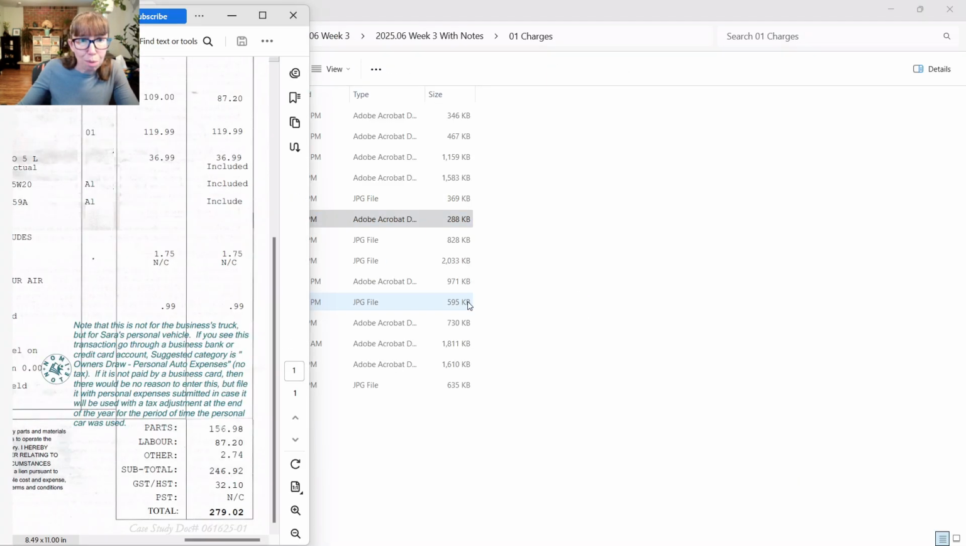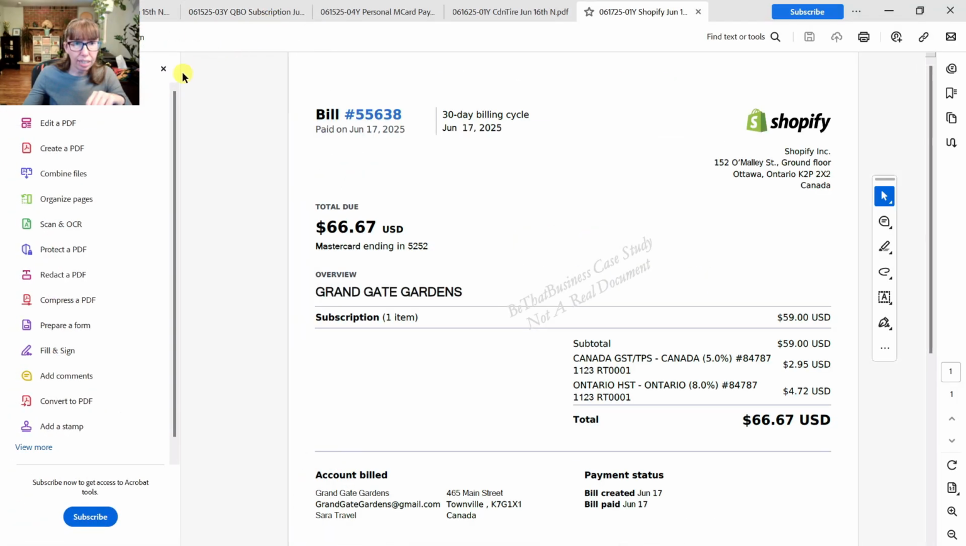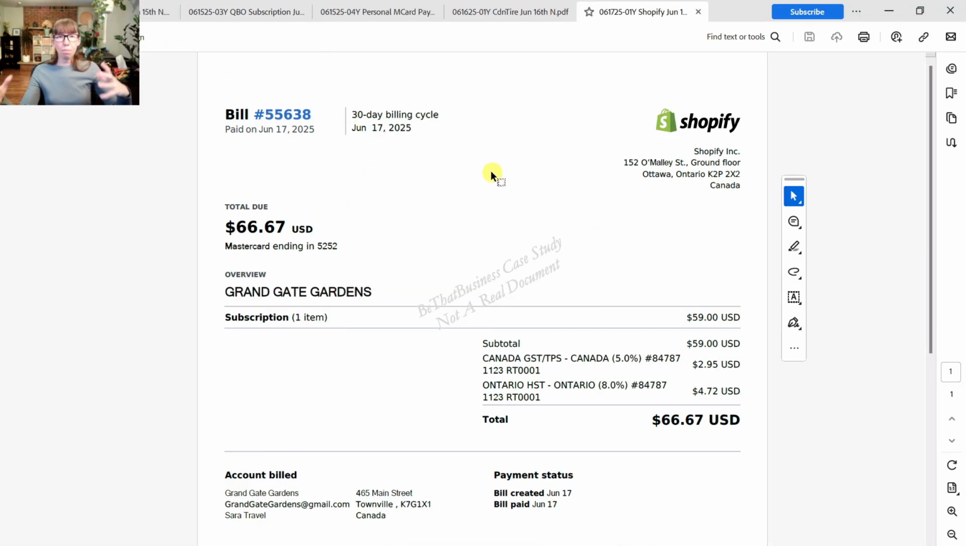Next, we have a Shopify receipt. There must have been some promotion for her to not be charged by Shopify for the first month, because this is the first time we're seeing this Shopify charge. But what's interesting about it is that it is in USD, and even though it's in USD, HST is still being charged. A lot of times people assume that just because it's in USD, there's no HST being charged, and that is incorrect. You want to check to see if there's HST on that.